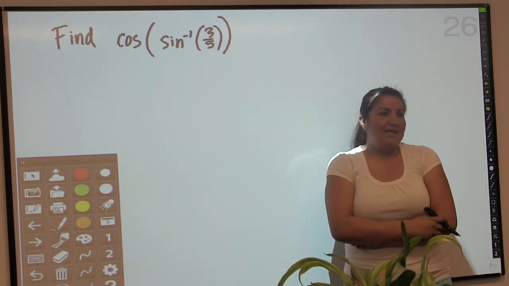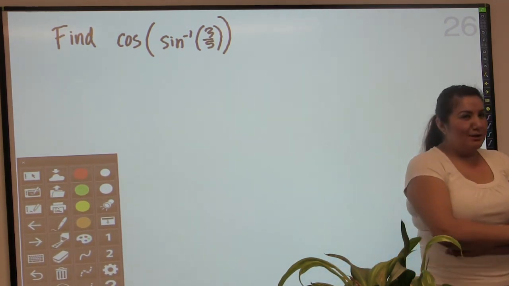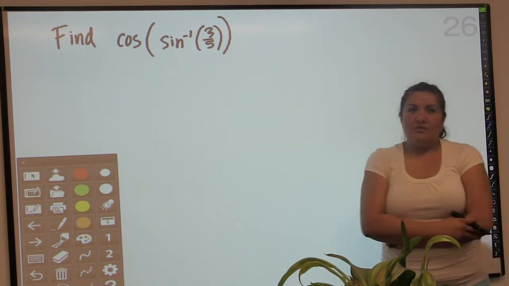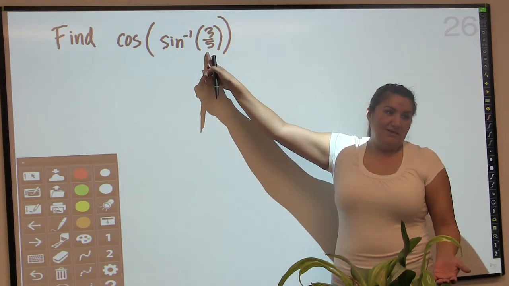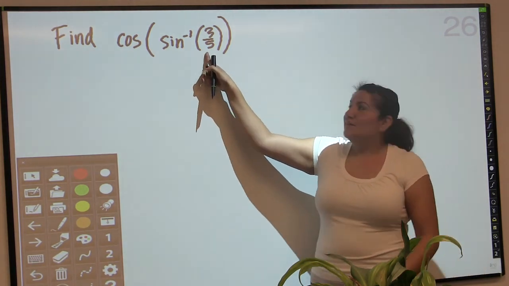Any ideas? We did something similar to this yesterday, but the number in here was something that was already in the circle, so that we could find it easily. Okay, but not so much here. So that's what we're going to do.